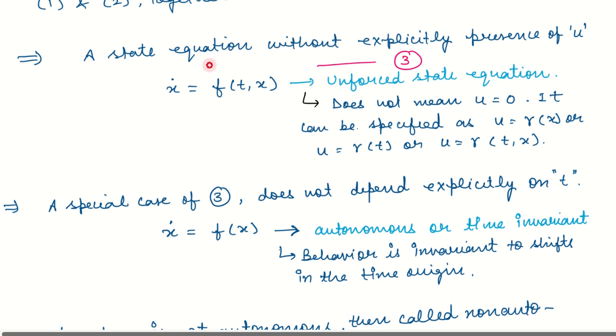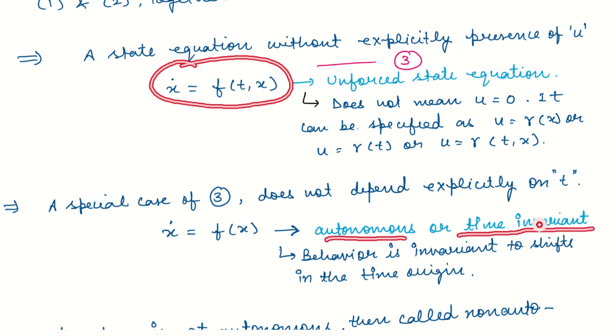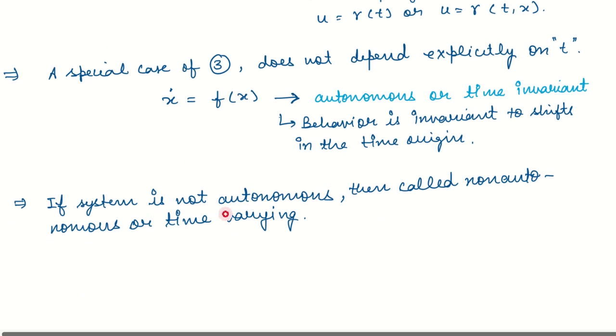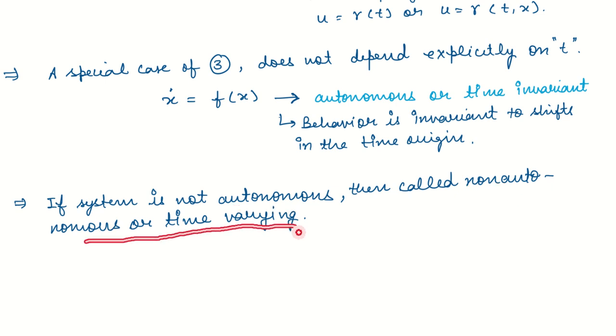Now, a special case of this equation is called autonomous or time invariant. If you remove t from here, x dot is equal to f of x, this is called an autonomous or time invariant system. Since t is not present in the equation, the behavior is invariant, because even if you put t to t plus tau, the system equation will not change. So we call it time invariant. And if the system is not autonomous, then we call it a non-autonomous or time varying system.